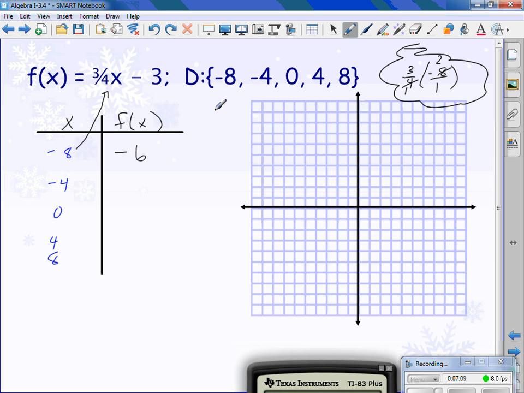To do it the other way would be 3 times negative 8 is negative 24. Divided by 4 is negative 6. Both ways still get the same answer. Now I'm going to take this part, then I need to subtract 3. What's negative 6 and negative 3? So this one here is negative 9.